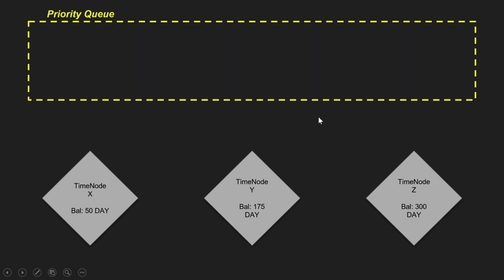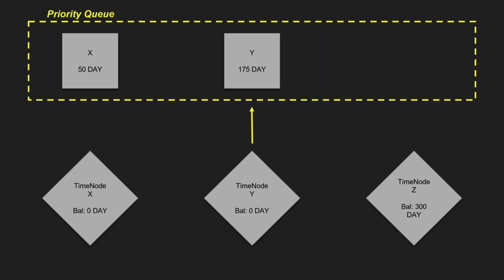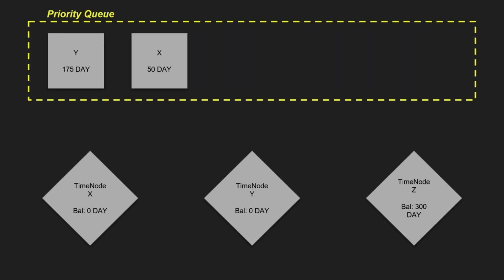Time node X here will enter in a bond of 50 day into this priority queue. This priority queue will organize which time node can claim a transaction next. The way this queue is organized is by the bonds that the time node sends in. So let's consider time node Y sends a bond using its day of 175. The way this priority queue is programmed to work will send that bond to the front of the line. So now that bond of 175 day is more than 50 day, it'll be the first one that will claim a transaction.